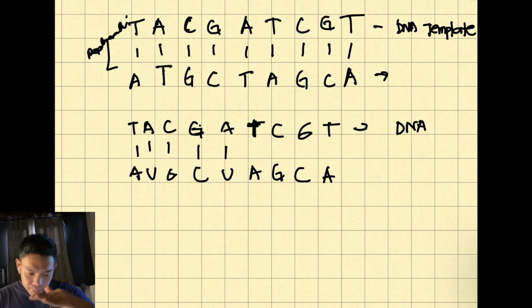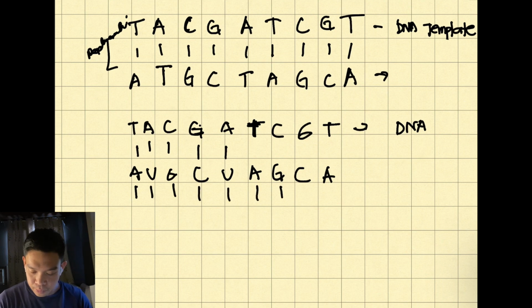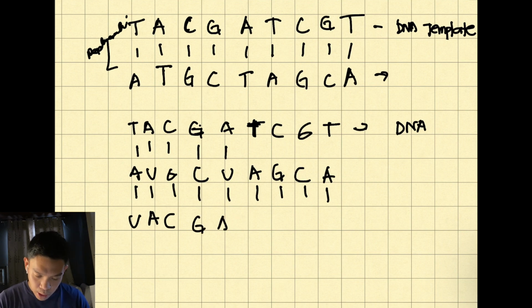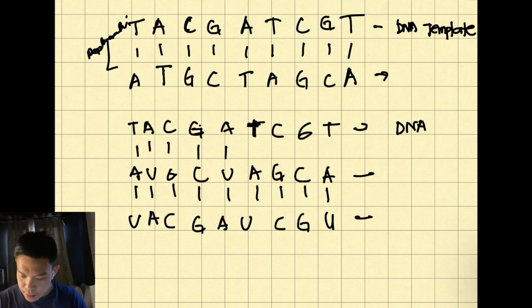And after that, we will transcribe this one. So, A to T, A to U, U to A, G to C, C to G, U to A, G to C, C to G, A to U. And this is the mRNA, and this is the tRNA.